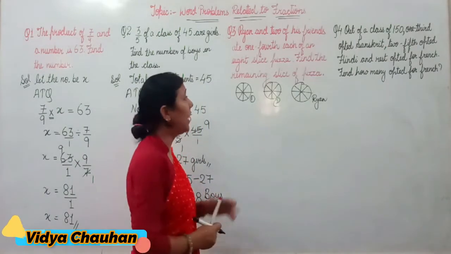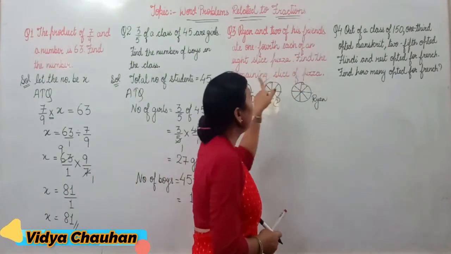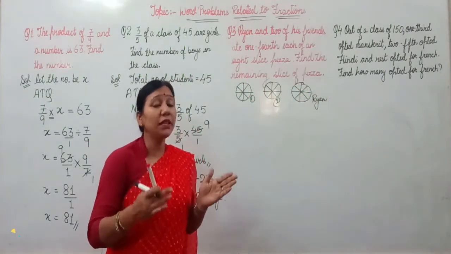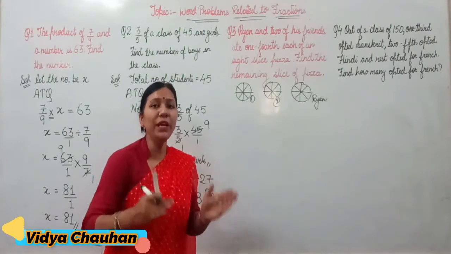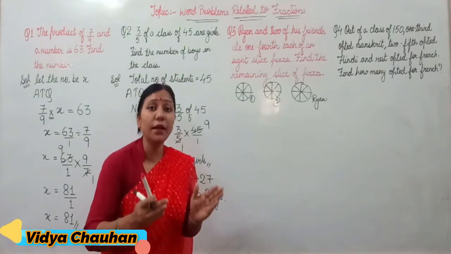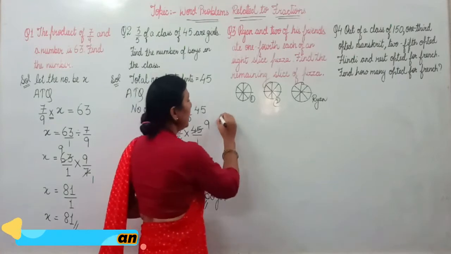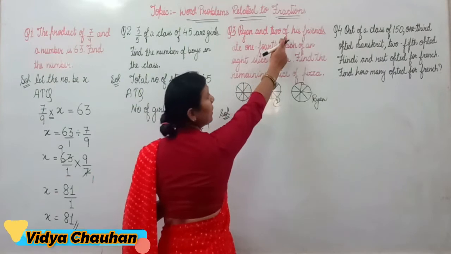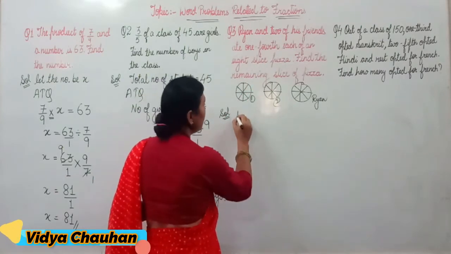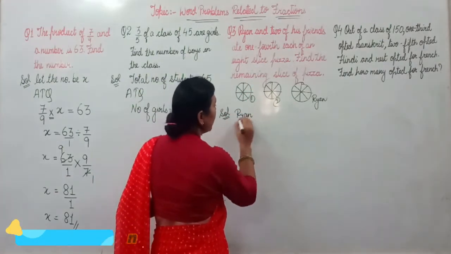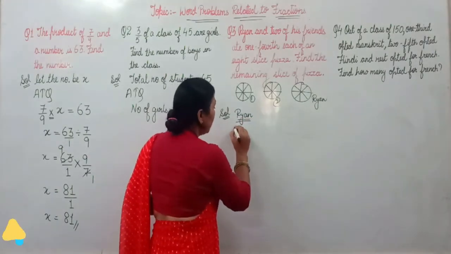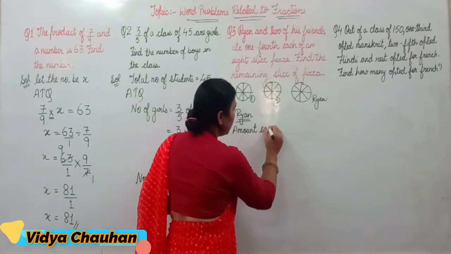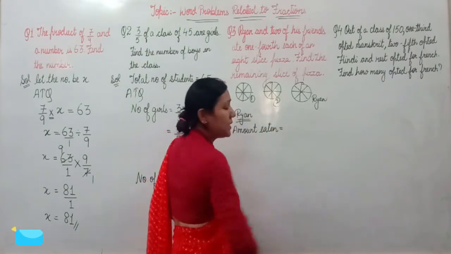Now, what you have to find is the remaining slices of pizza. That means whatever they have eaten up, how many slices of pizza are left. So very first, let's write what things are given to us. There are 3 friends sitting together. So if I take the case of Rayan, let's find out the amount of pizza eaten by him. Amount eaten. How much pizza has he eaten?